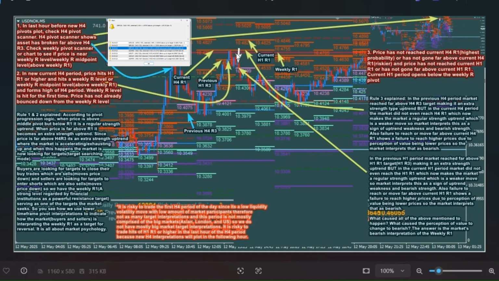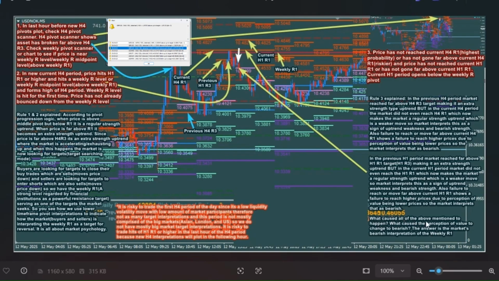And also, the market failed to reach the H1R1, which is a price at higher prices. So the market failed to reach the H1R1, which is a price at higher prices, because the market's perception of value is not a price at higher prices. The market's perception of value is a price at lower prices, and the market interprets this as bearish.